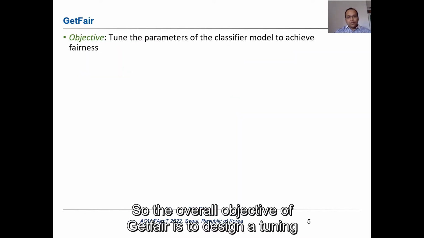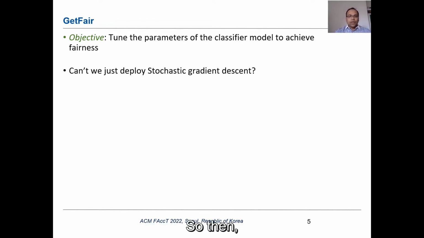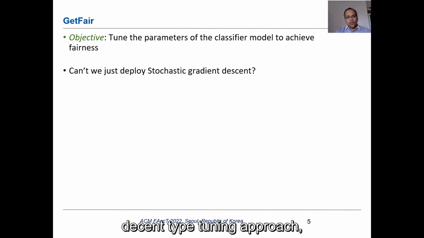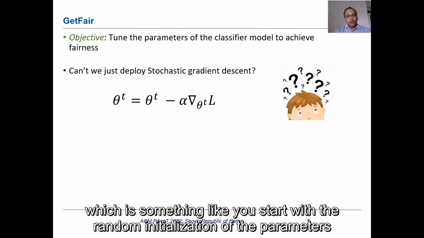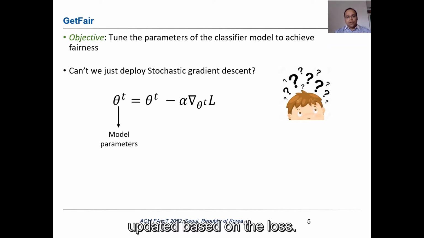The overall objective of GetFair is to design a tuning framework which allows us to tune the parameters of the classifier model to achieve fairness. The immediate question is, can't we just deploy a stochastic gradient descent type tuning approach, where you start with a random initialization of the parameters of the model, and at each step you update it based on the loss?